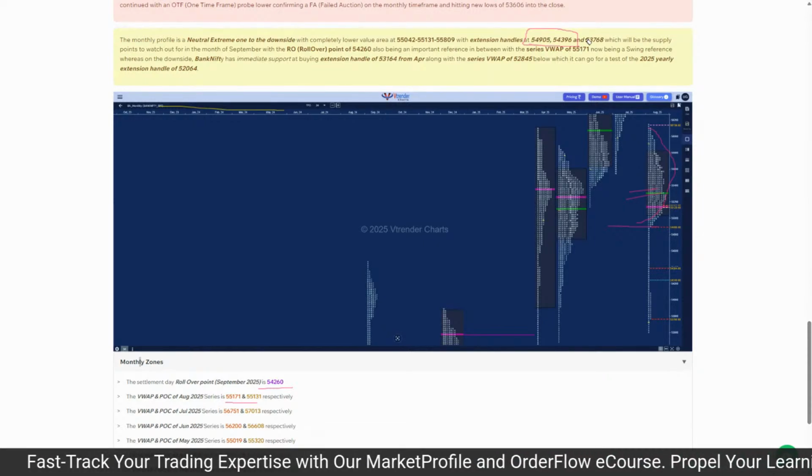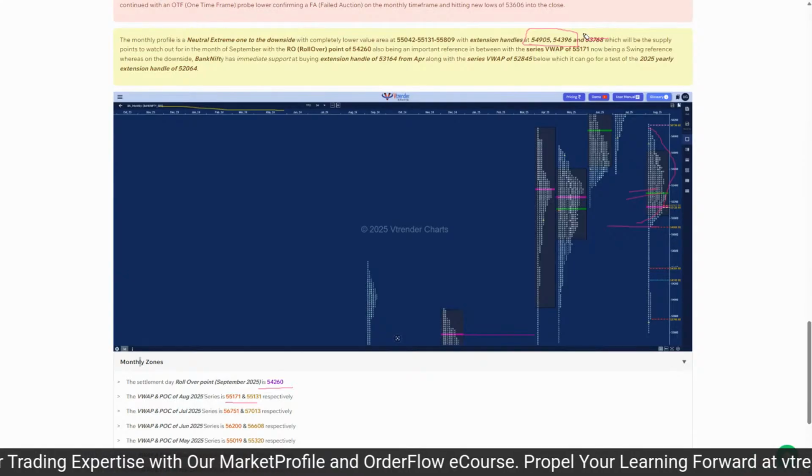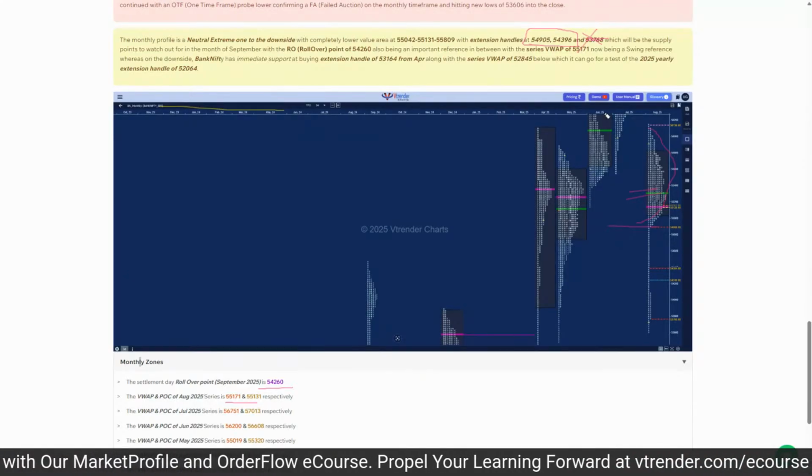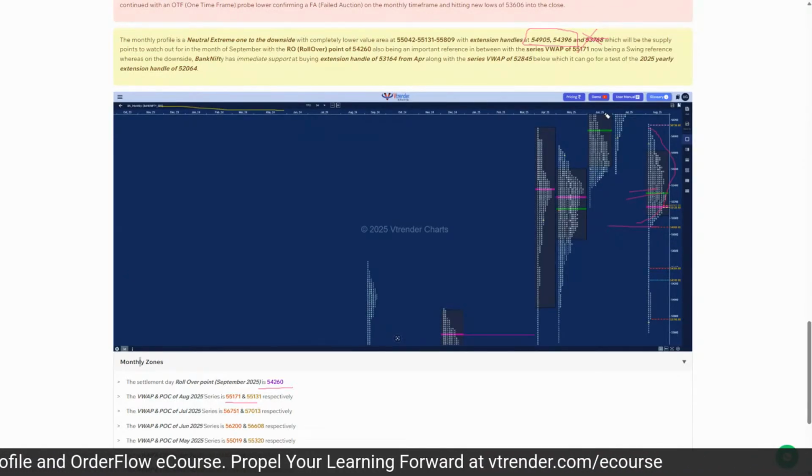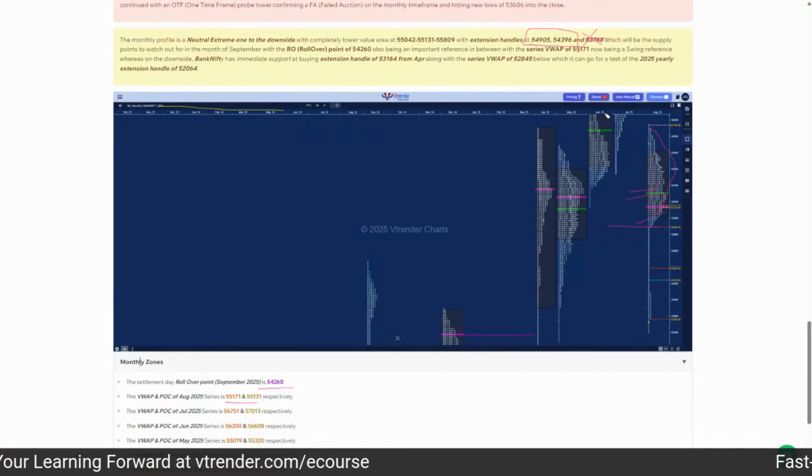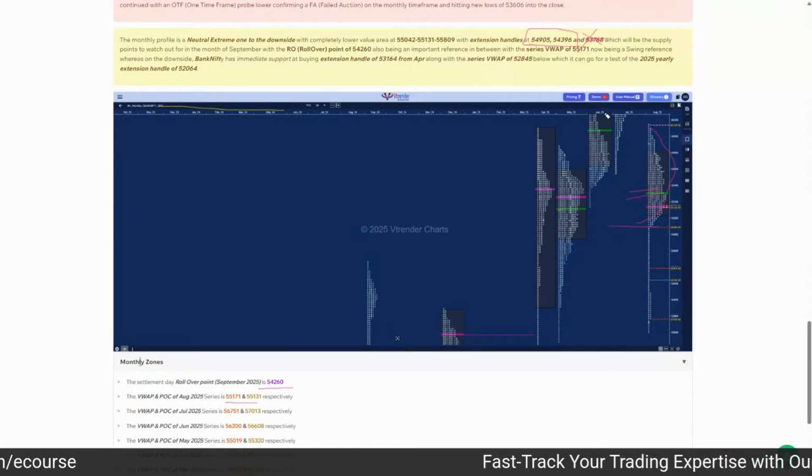The 53768 remains negated today, so this is no longer an extension handle. But 54396, which was coinciding with the yearly VWAP when it broke in Bank Nifty spot, will be one important reference on the upside. And then we have that 54905.